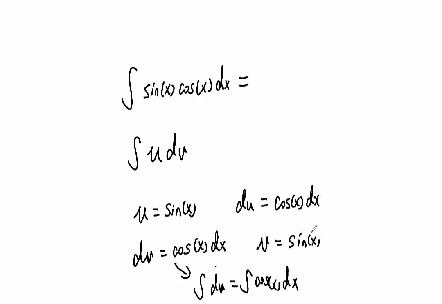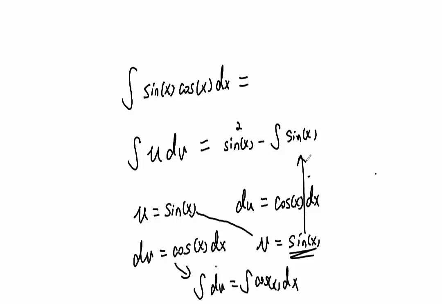Now let's apply our formula, right? Look at your formula. That's going to be u times v. u times v is going to be sine squared. Subtract. My v is sine, so that's going to be sine x. Right here, I applied. Then I'm going to get my du. du is right here, cosine x dx.